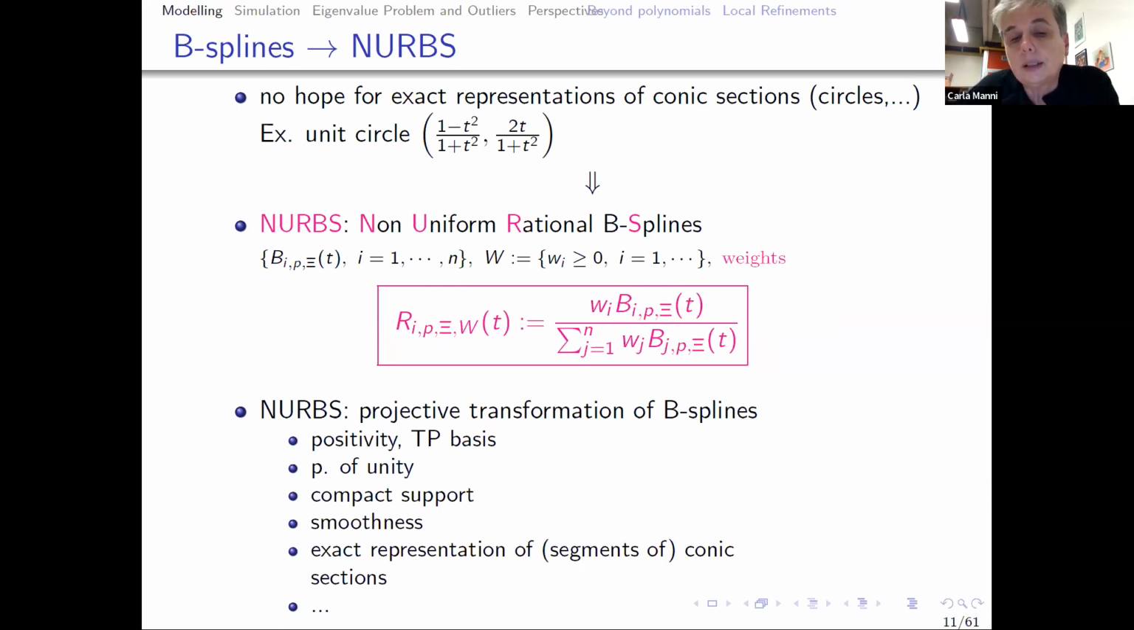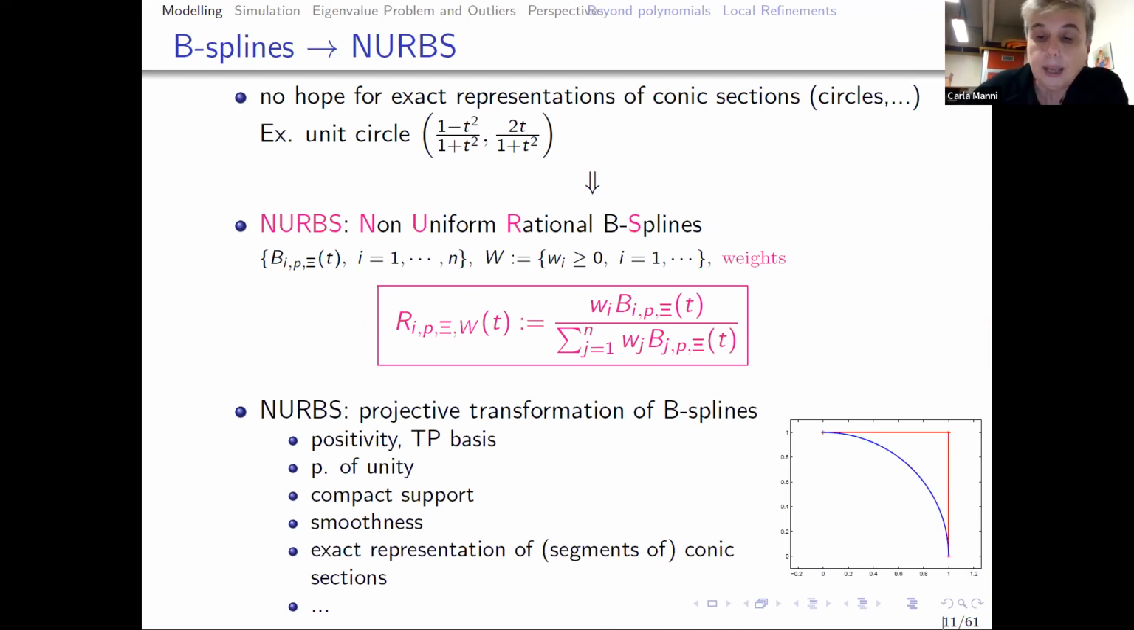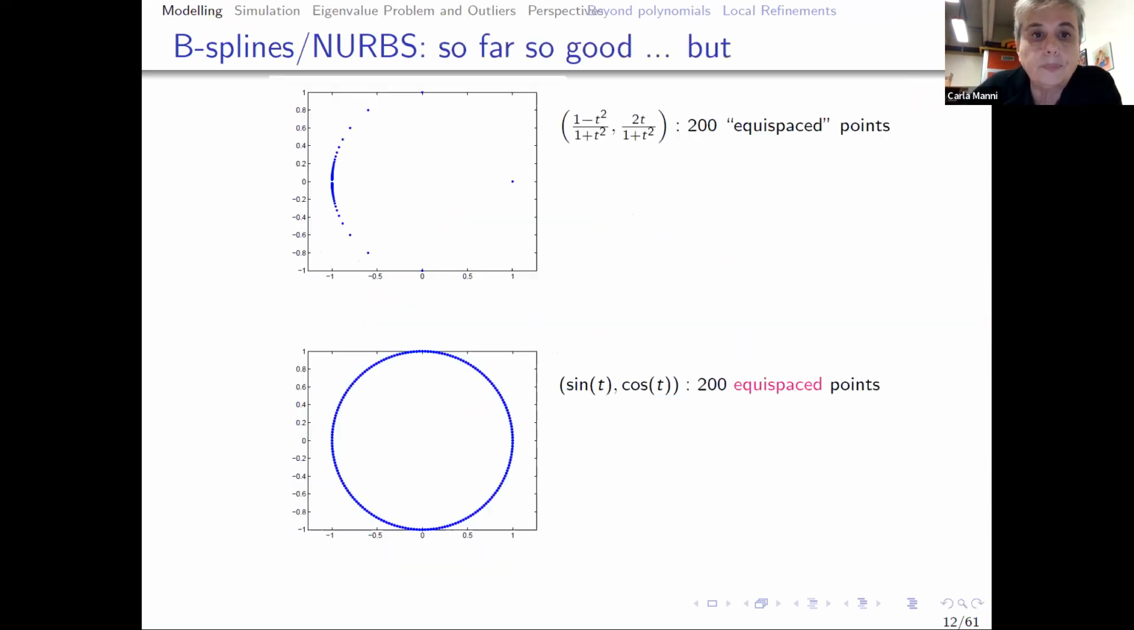To define NURBS, you need a sequence of weights. Usually you consider positive weights. You could also consider negative ones, but in practice it is much more efficient and easy to consider positive weights. NURBS borrow from B-splines almost all the nice properties: total positivity, partition of unity, compact support, smoothness. In addition, they allow exact representation of segments of conic sections. And they are implemented in CAD systems as well.